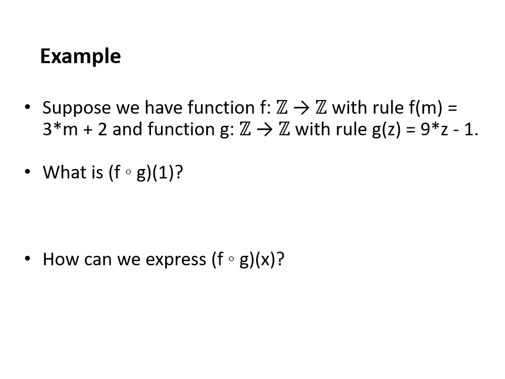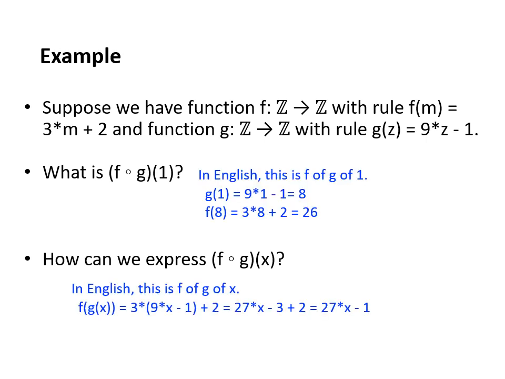Okay, so as the first example, suppose we have a function f that maps integers into integers with the rule that f of n is equal to 3 times n plus 2, and function g that also maps integers into integers with rule g of z is equal to 9 times z minus 1. So the first question is, what is f circle g of 1? So that's f composed with g. So in English, we want to find f of g of 1.